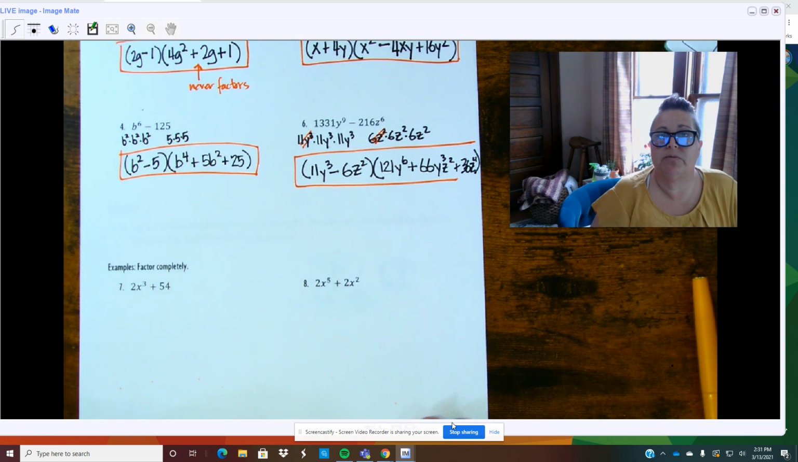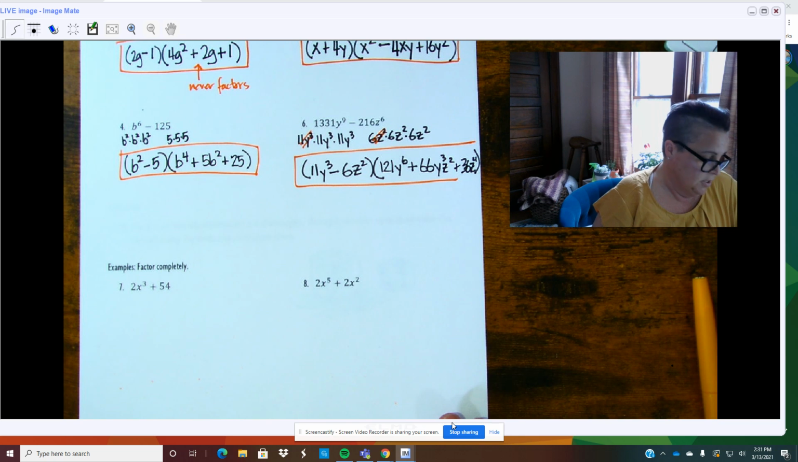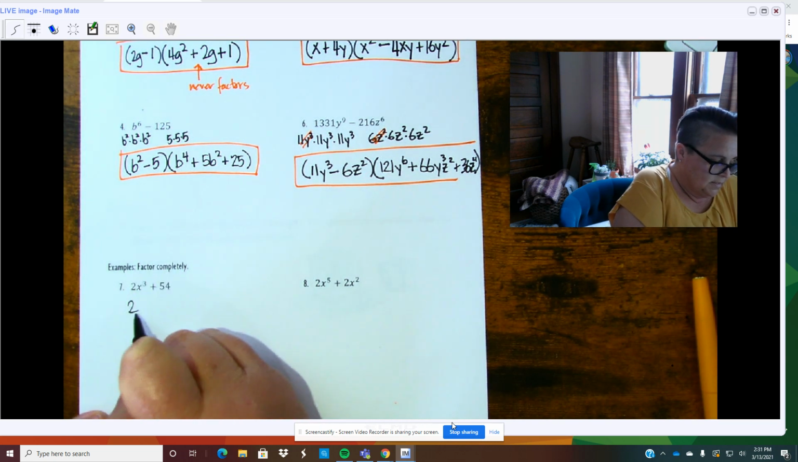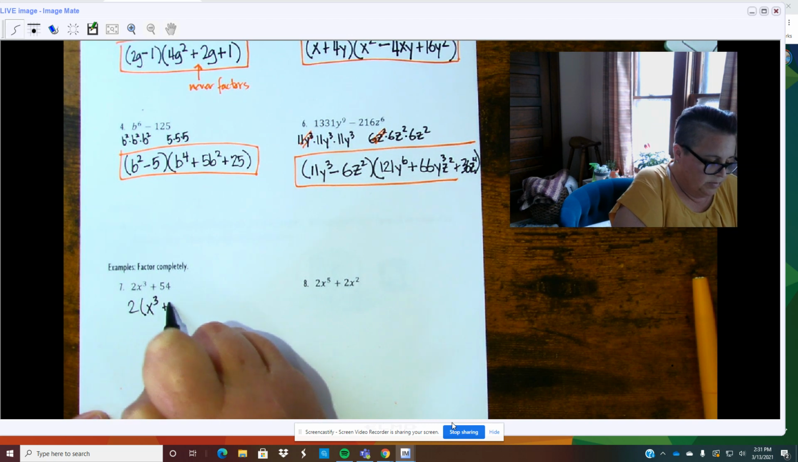Same types of problems. We're just adding a greatest common factor. So in problem number 7, you see 2x cubed plus 54. It is a sum. There is a cube there, but the 2 in front is an issue. So I want to check and see if the 2 will factor out. And sure enough, 54 is even. So I can rewrite this as 2 times x cubed plus 27.